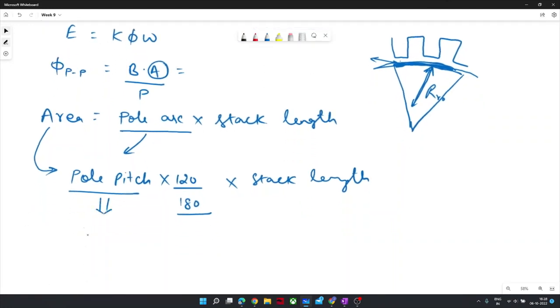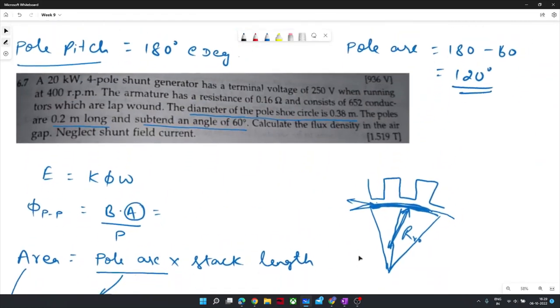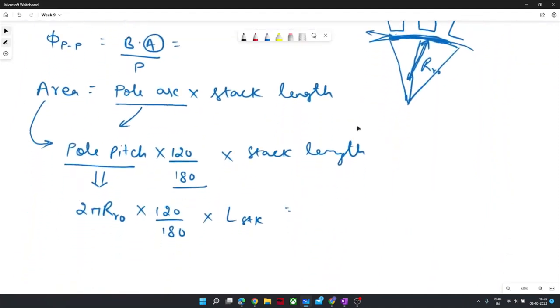Pole pitch is equal to 2 pi r_o, the radius from center to this. Okay. Into 120 by 180 into a stack length. So this diameter is given. Diameter of pole shoe circle is 0.38 meters. So that I will take as pi into 0.38 meter.